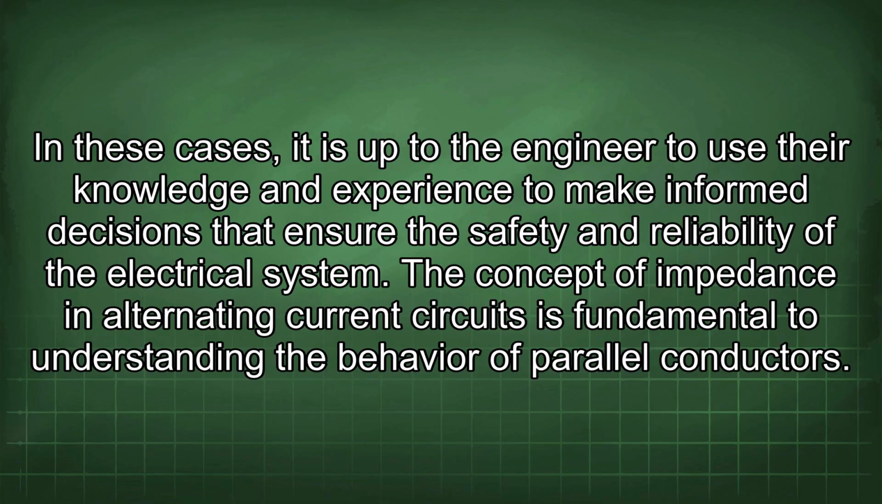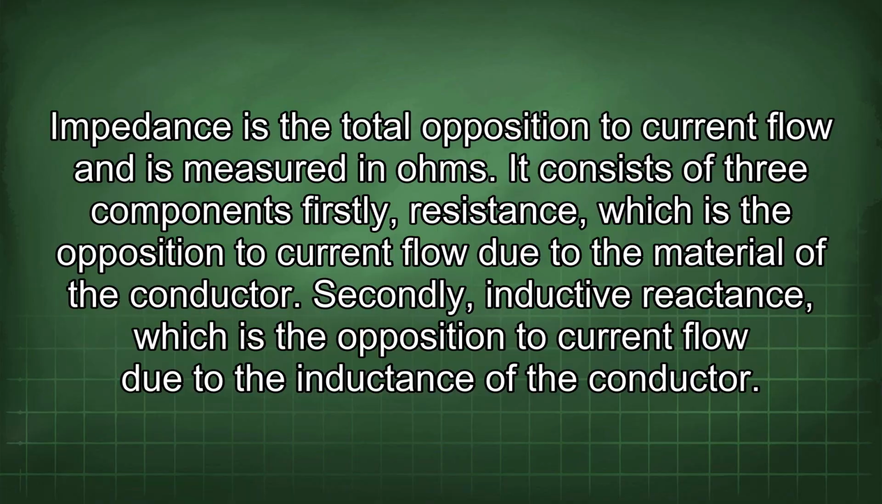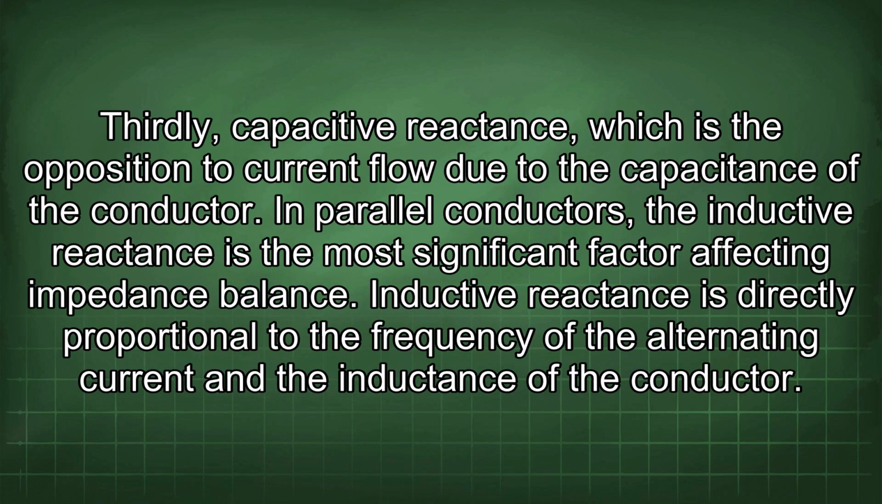The concept of impedance in alternating current circuits is fundamental to understanding the behavior of parallel conductors. Impedance is the total opposition to current flow and is measured in ohms. It consists of three components. Firstly, resistance, which is the opposition to current flow due to the material of the conductor. Secondly, inductive reactance, which is the opposition to current flow due to the inductance of the conductor. Thirdly, capacitive reactance, which is the opposition to current flow due to the capacitance of the conductor.